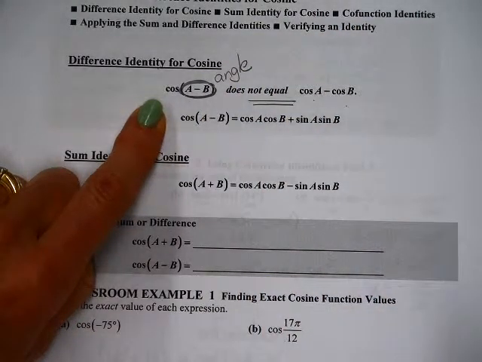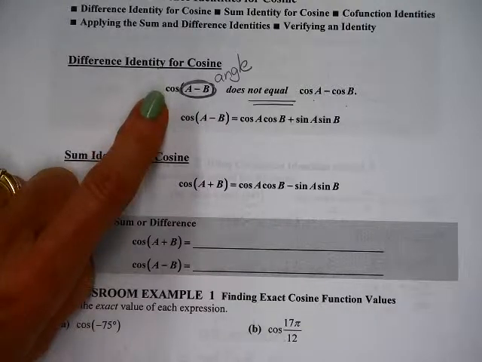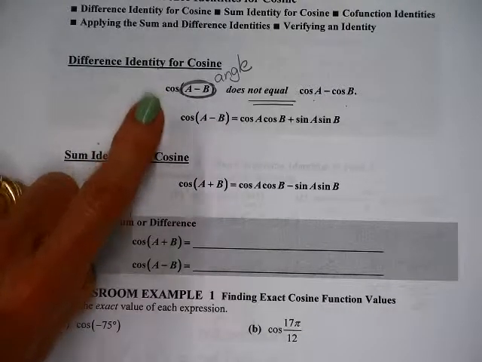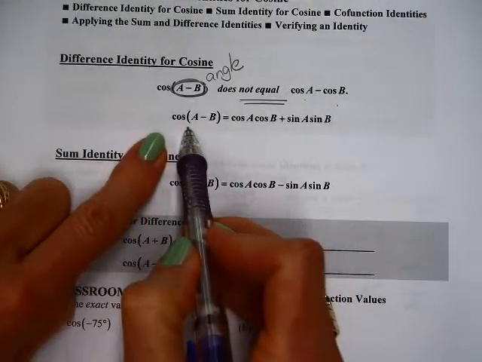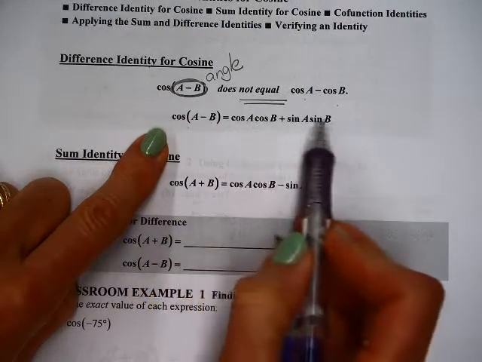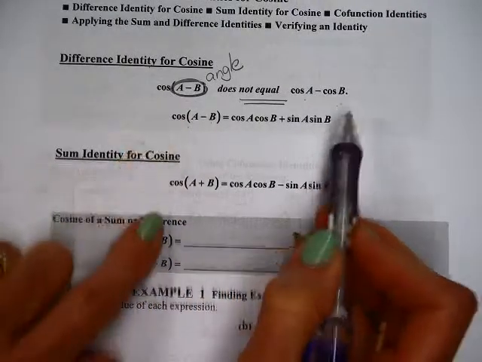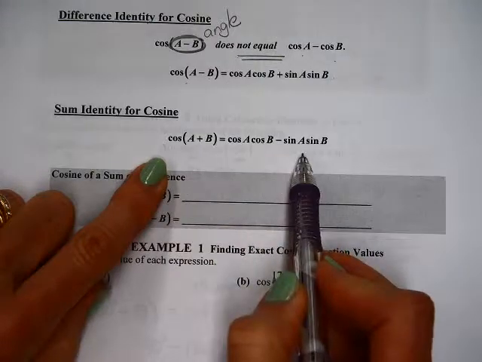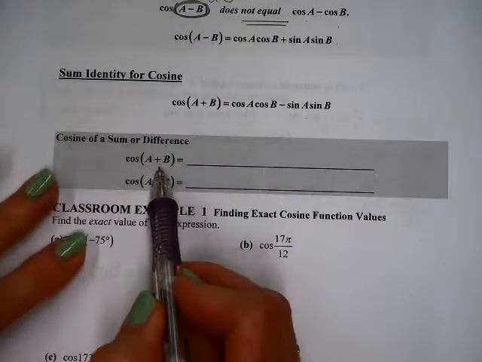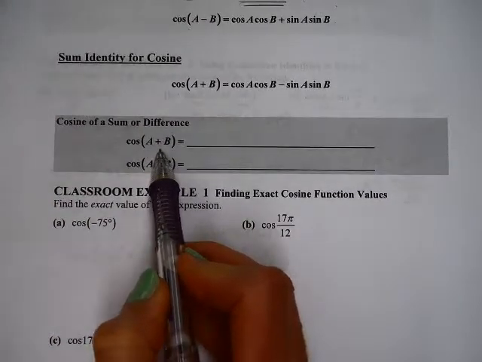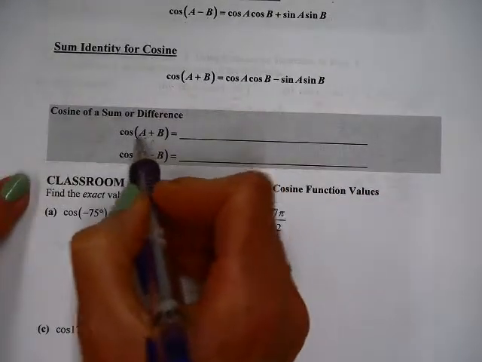You cannot distribute the cosine into that parentheses. That makes no sense. It is a formula. The cosine of A minus B is this formula right here. And the cosine of A plus B is this one. All right, I'm going to write these down. If you write them down, it might make it sink in a little bit better.